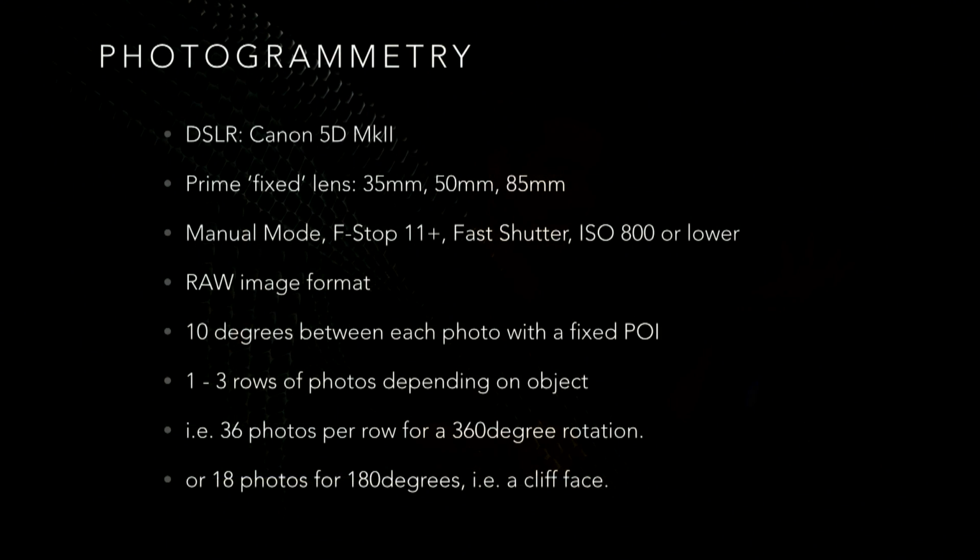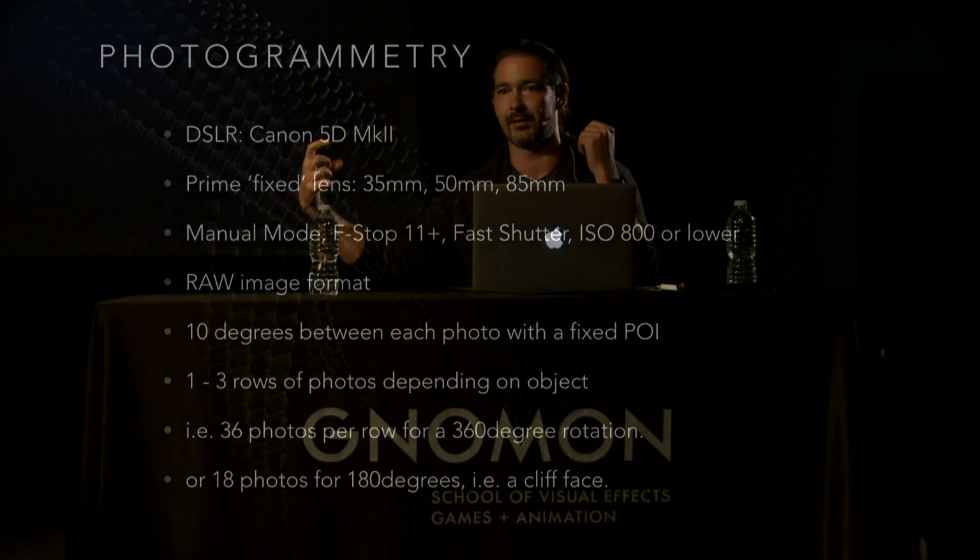10 degrees between each photo with a fixed point of interest, 1 to 3 rows depending on the object, 36 photos per row. That tells you how many pictures you're potentially going to end up with, or 18 photos for a 180-degree object. So meaning picture, 10 degrees, picture, 10 degrees, picture, 10 degrees, picture. That's what seems to be working perfectly fine for all the assets that I've been doing. So to get into more detail about those bullet points.